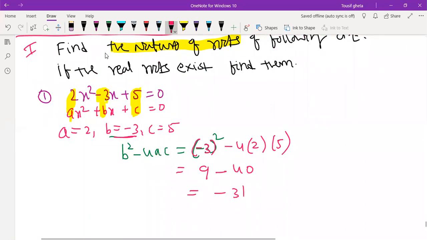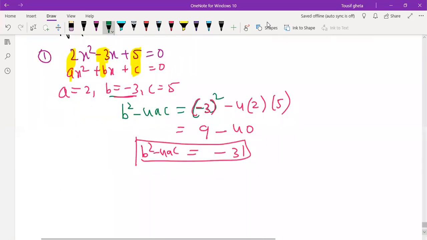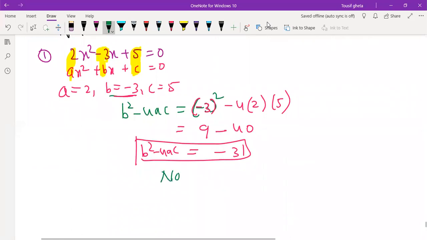As you got b square minus 4ac as a negative value, what kind of root is it? b square minus 4ac is lesser than 0. Negative value means lesser than 0. So you write no real roots. No real roots. Okay, very good.